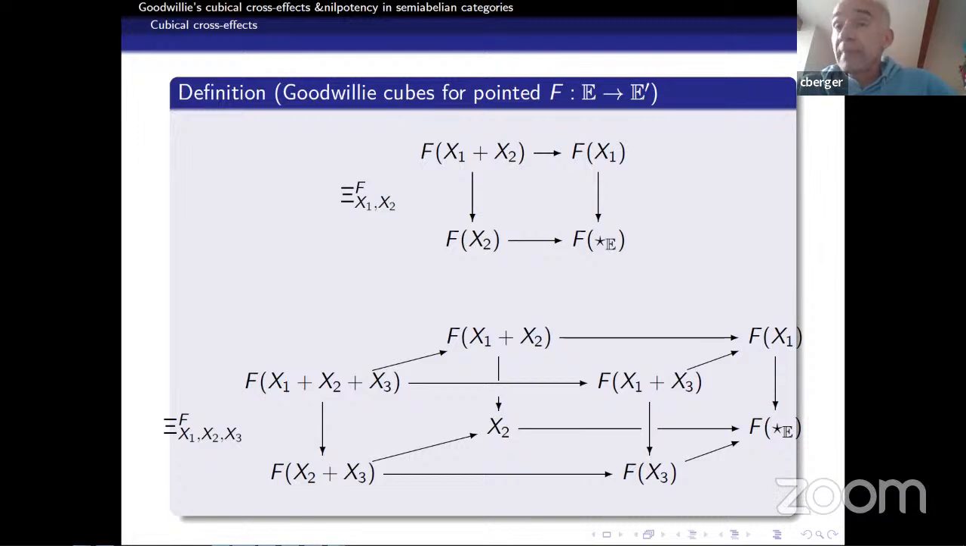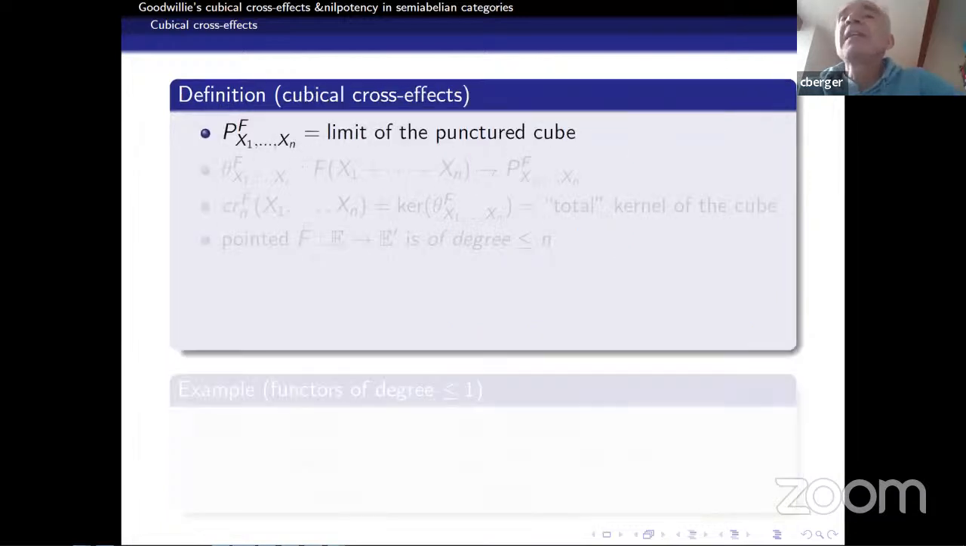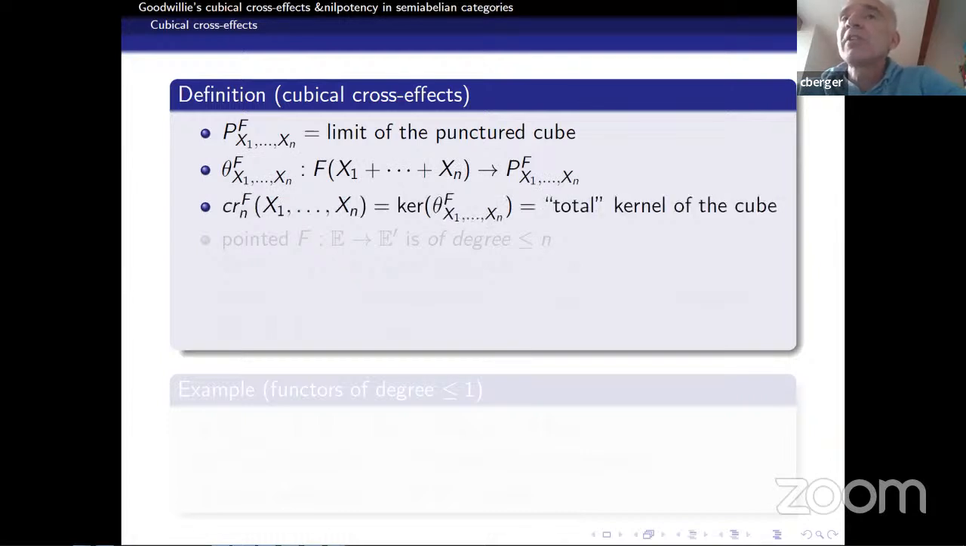And what you can do is compute the limit of this punctured cube. So this is an object, and I denote this object by P_f(x1, ..., xn). So this is the limit of the punctured cube. Now, because it's a punctured cube, you have a canonical arrow from the left corner to this limit. And then I define the cross effects as the kernel of this comparison map. So if you want, it is the total kernel of the cube.